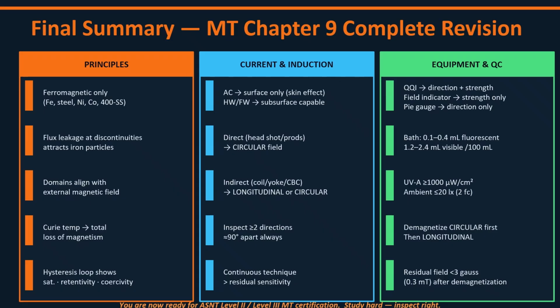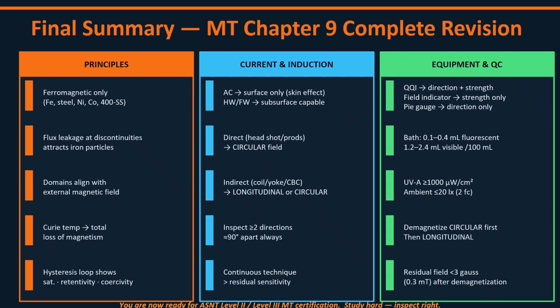Direct techniques such as head shots and prods produce circular fields, while coils and yokes normally establish longitudinal fields. A central bar conductor can establish circular magnetization in a surrounding component. Because one field direction can miss certain discontinuity orientations, complementary directions approximately 90 degrees apart are normally required. The continuous technique provides high sensitivity because the magnetizing field is present while particles are applied. Verification accessories, bath concentration, lighting, equipment output, and demagnetization complete the quality control system.